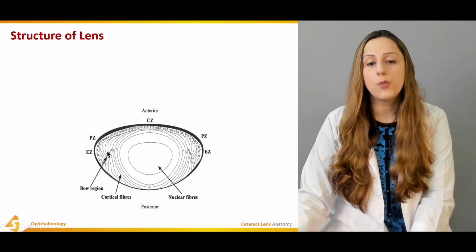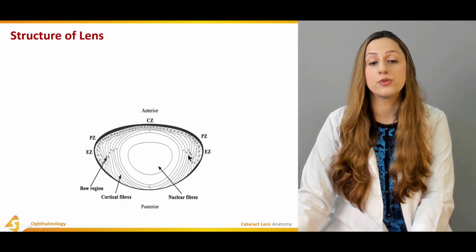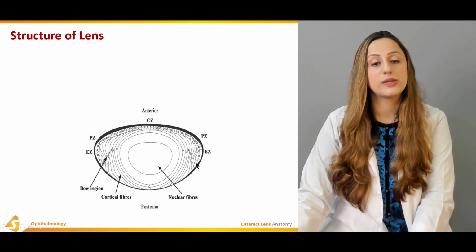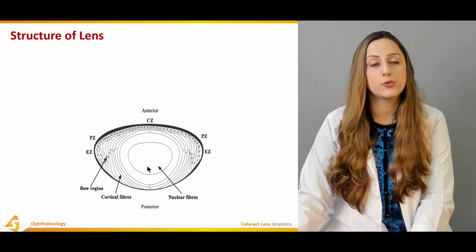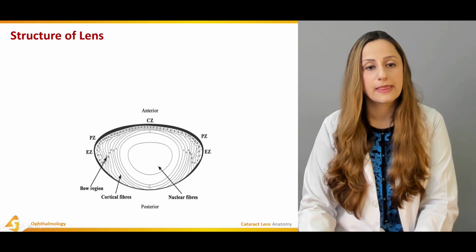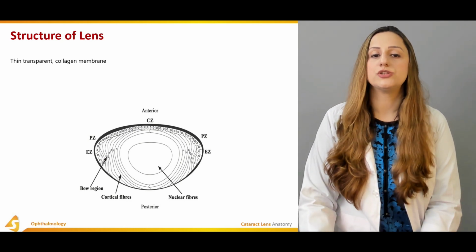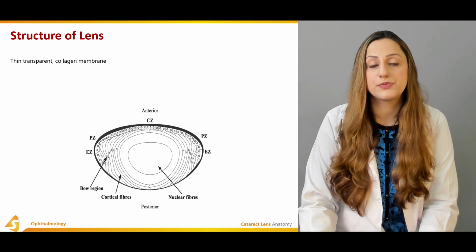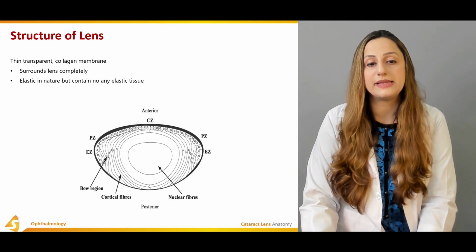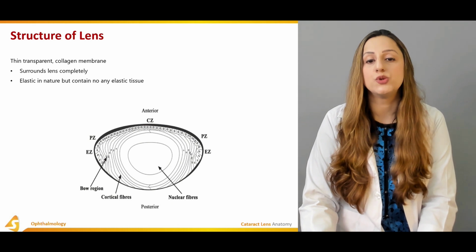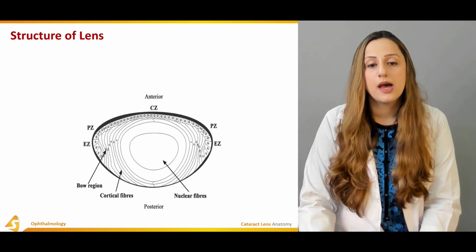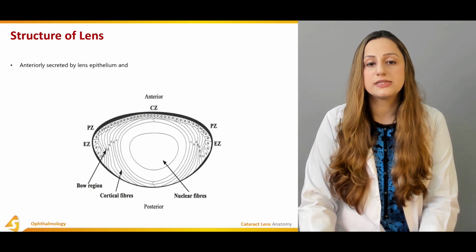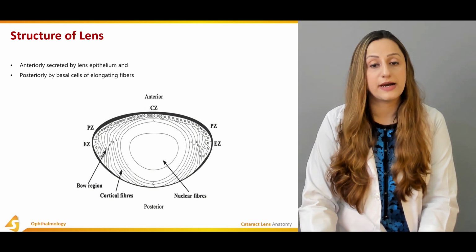Over here we have a bow region that is situated on both sides, medially as well as laterally, and we have the cortical fibers, and then centrally placed we have the nuclear fibers. This thin transparent collagen membrane provides the protective covering and surrounds the lens completely. It is elastic in nature but does not contain any elastic tissue. It is secreted anteriorly by the lens epithelium and posteriorly by the basal cells of the elongating fibers.